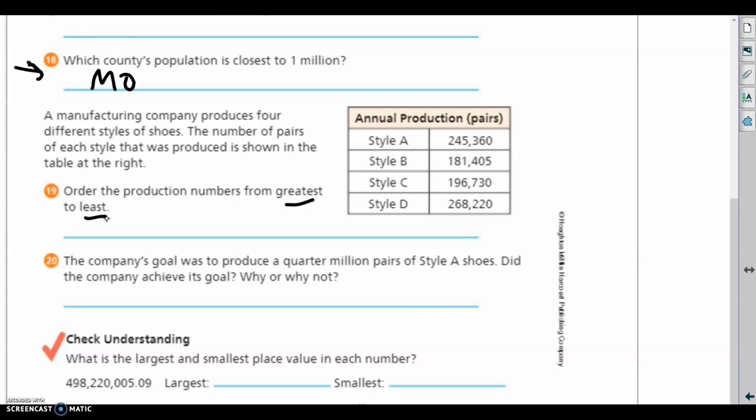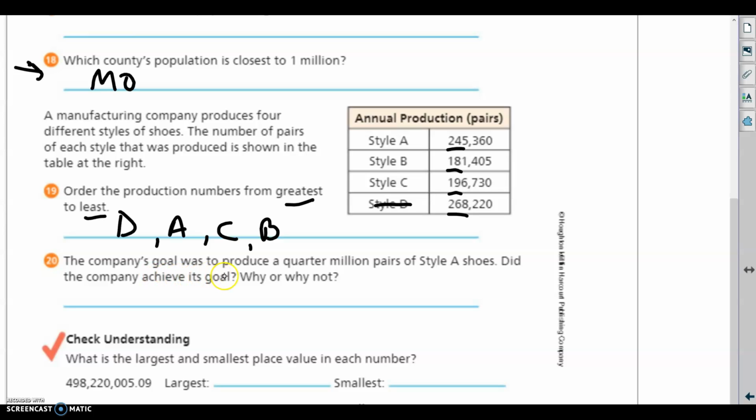Now, if you're like me, I really just glanced at the first 3 numbers. 245, 181, 196, 268. And I know that 268 is the biggest of those. And then, after that, there's another one with a 2 in it. 245 would be style A. And then 196 is bigger than 181, C, and B. So you can use those families out on the left side, the 100,000s in this case, to help you figure it out.